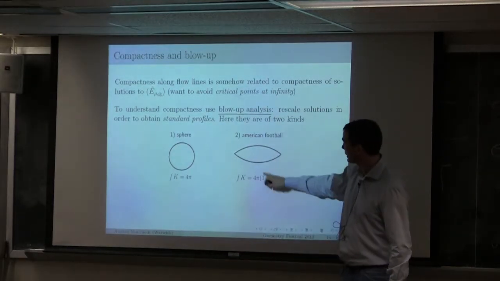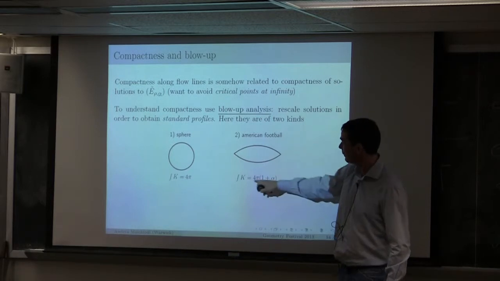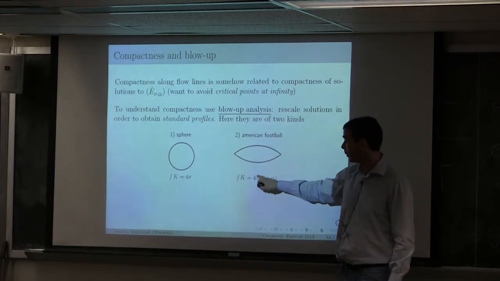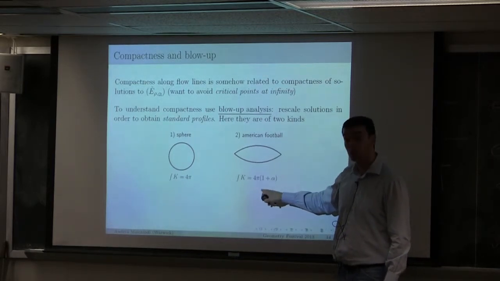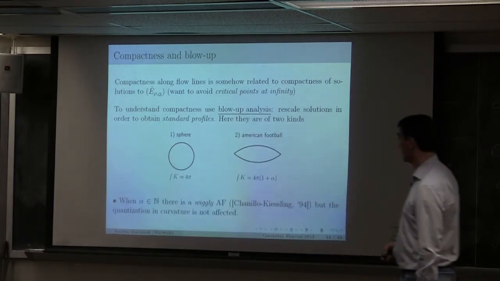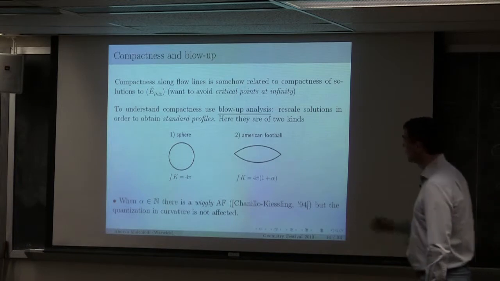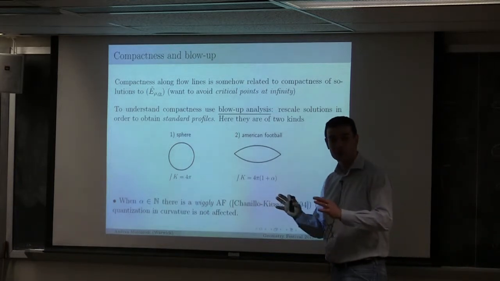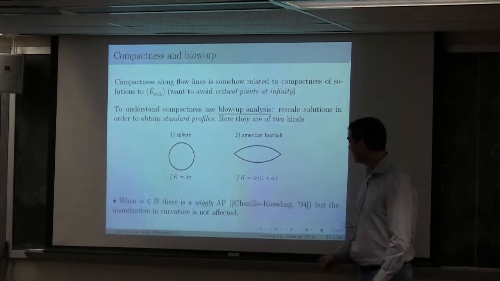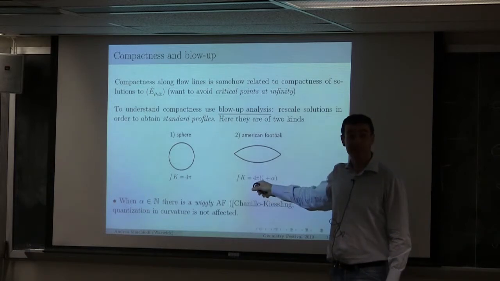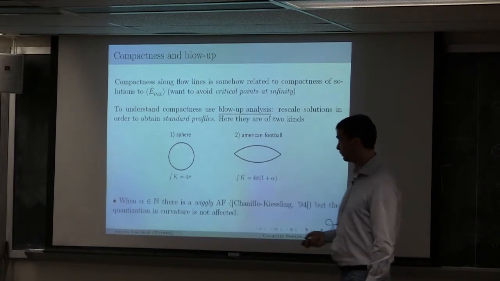I already remarked that with this notation, the integral of K over the American football is 4 pi (1 plus alpha). Okay. So when alpha is an integer, indeed, the American football is not the only profile. There are also some sort of wiggly versions, but that doesn't affect the quantization of the curvature.